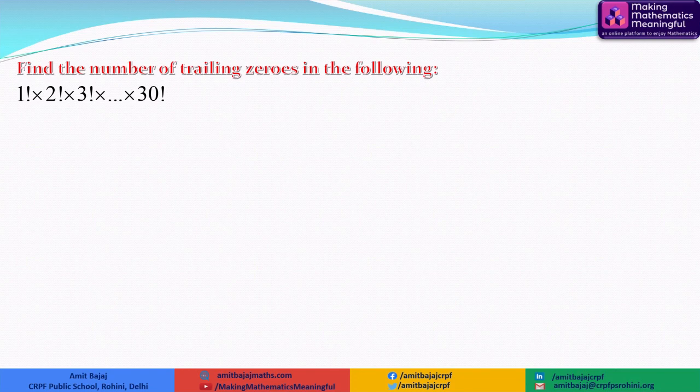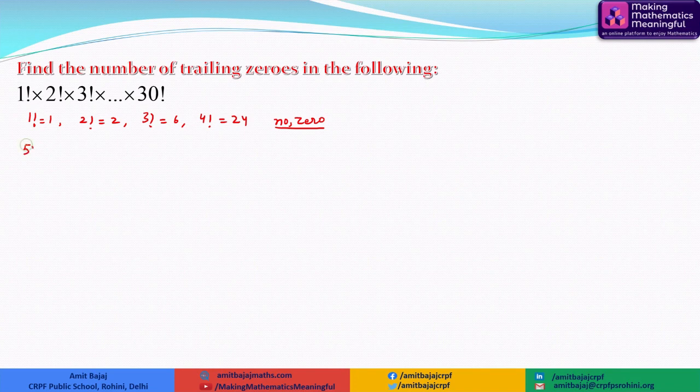Find the total number of trailing zeros in 1 factorial into 2 factorial into 3 factorial and so on up to 30 factorial. Note that 1 factorial is 1, 2 factorial is 2, 3 factorial is 6, 4 factorial is 24. So up to 4 factorial there will be no zero in the product. The zeros will start coming up from 5 factorial and so on.